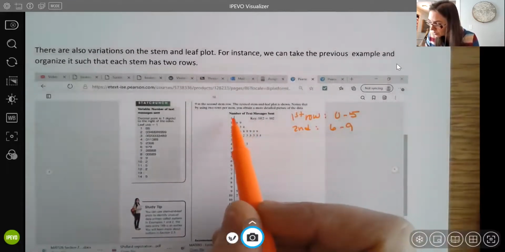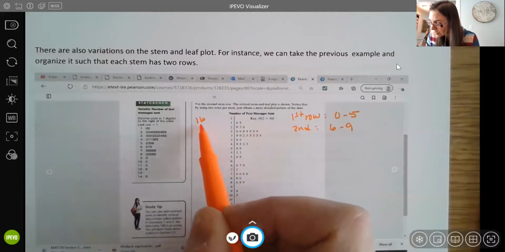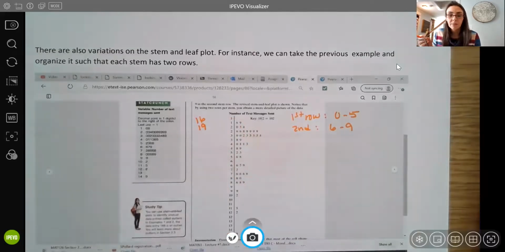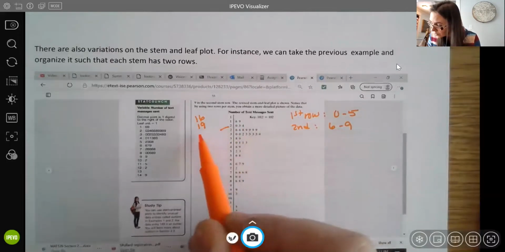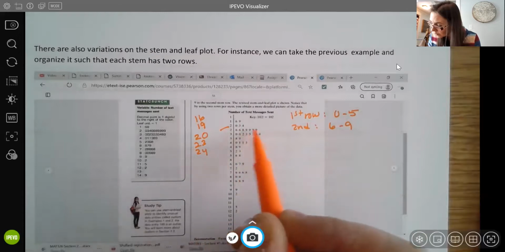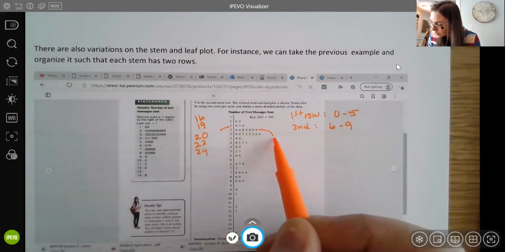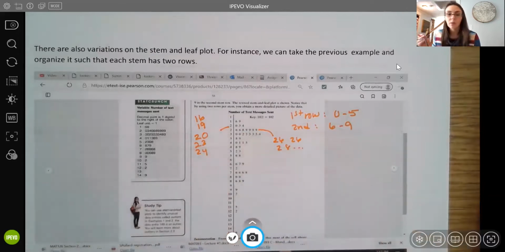So you can see that here. For that first row, that 1, the only 2 data points I had were 16 and 19 for the tens. So I don't have anything with a second digit of 0 through 5, so we're leaving that blank. And same thing here. This first row contains values 20, 23, and 24, and then we split and do the upper 20s. You have 26, 26, 28, and so on. So there are ways to do variations, and sometimes it can help you see the pattern a little bit better.